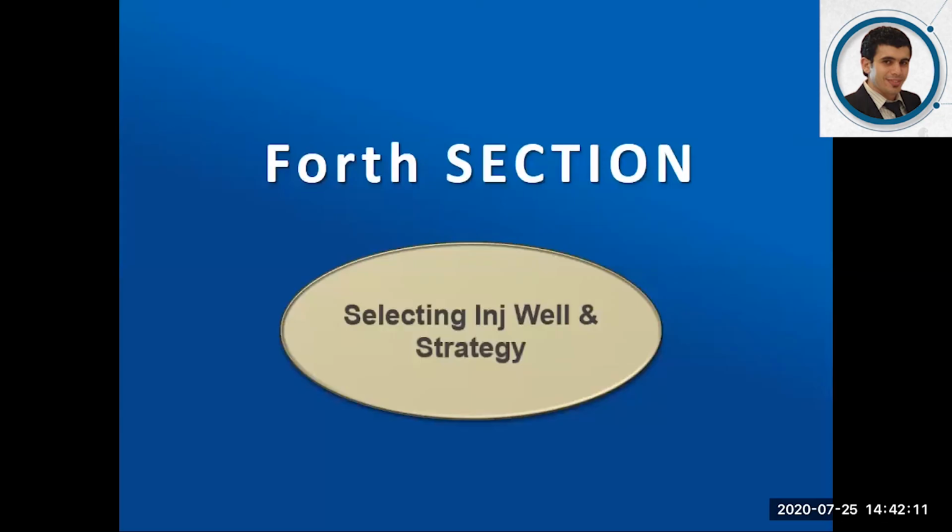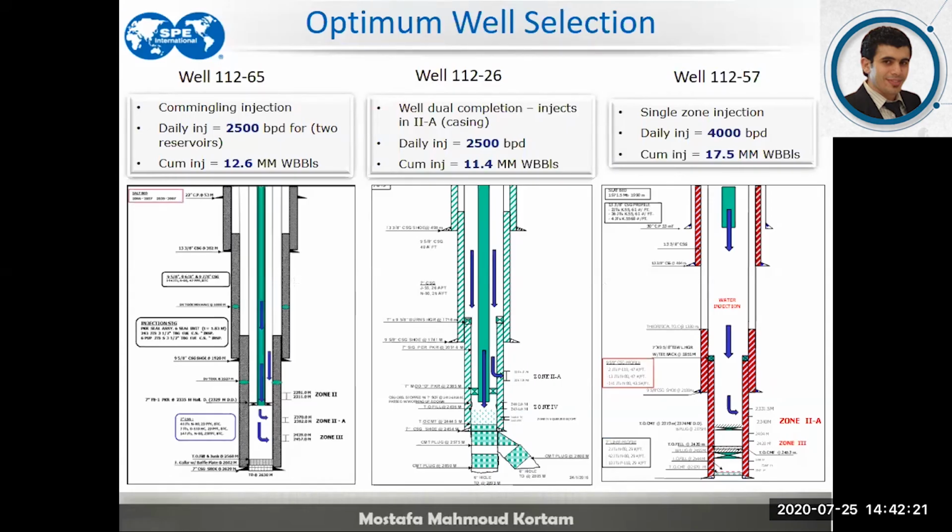So moving now to how we can change the injection, the selection of the injection well, and the strategy of the polymer flooding. Those are the peripheral injection wells that are injecting in the field. We chose well 57 because that well was injecting 4,000 barrels per day, so it has a good injectivity index. Because in case we shift from water injection to polymer injection, we would expect a reduction in the injectivity index, and in turn a reduction in the injection rate.